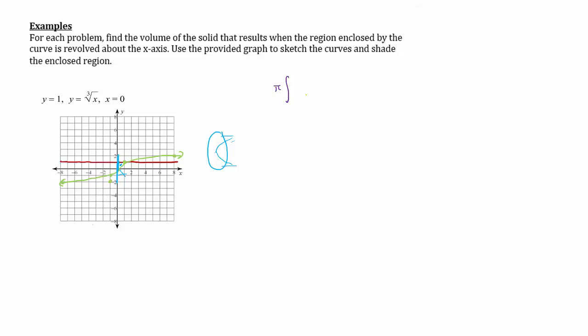Pi, the integral, we're starting at 0. They told us about that one. And then we want to use this intersection point at 1. We only need the x value, which is 1. Our outer function is the y equals 1 function. So we're going to do 1 squared minus. And then our inside function is the cube root of x.